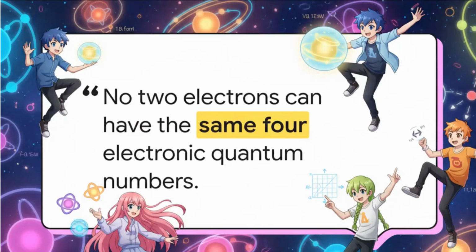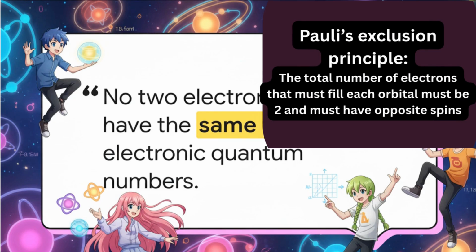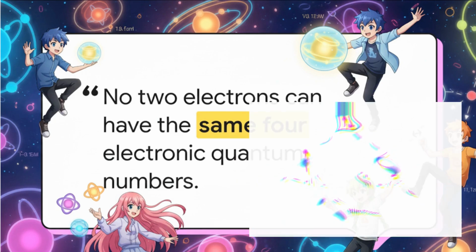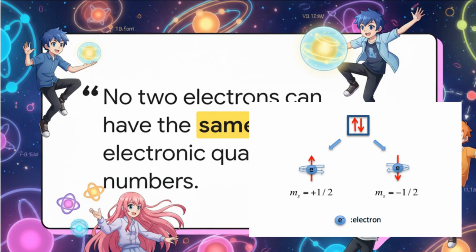This whole idea leads us to one of the most important rules in all of science, the Pauli exclusion principle. Think of it as the ultimate law of quantum real estate. It says flat out that no 2 electrons in the same atom can have the exact same set of 4 quantum numbers. It's just not allowed. Even if they're in the same orbitals, sharing the same n, l, and ml, their spin numbers have to be different. This is what guarantees that every single electron has its own unique address.